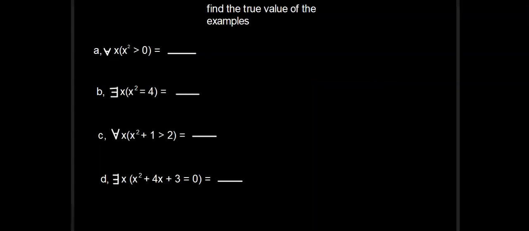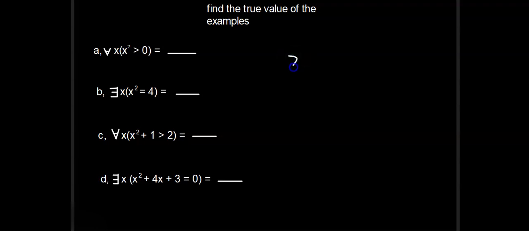Okay, so these will be my examples. Now it says find the true value of the examples. Well, as you guys know, quantifiers is all about finding the true values. So the first statement says, so you guys know what this symbol indicates, it indicates for all. So it says that for all x, x raised to 2, or x to the power of 2, is greater than 0.